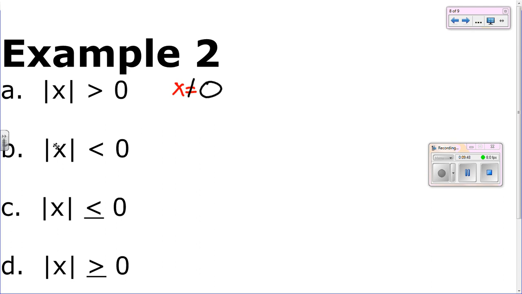When can the absolute value of x be less than 0? That would mean that it's a negative, which is automatically no solution.